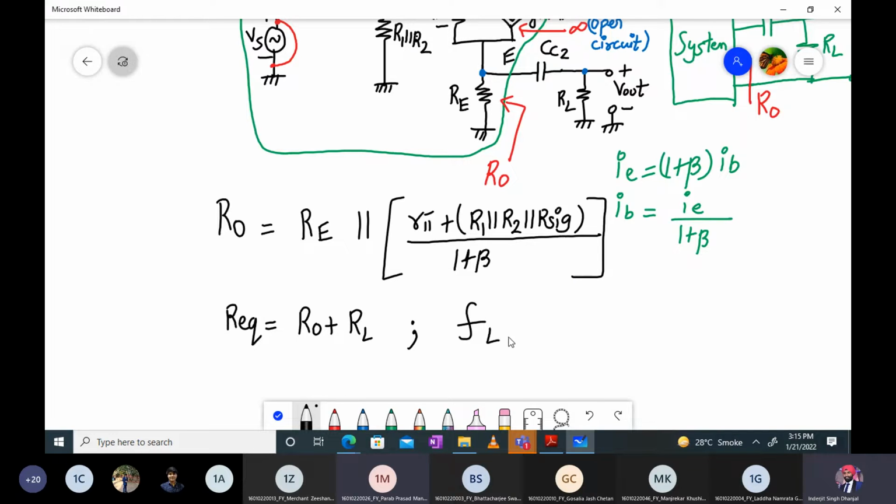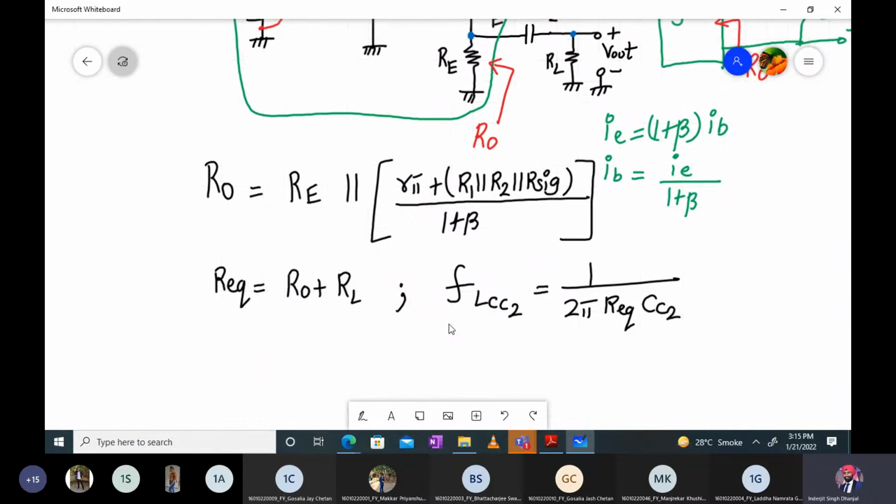And FL of CC2 will be equal to 1 upon 2 pi R equivalent into CC2. Fine with this? So let us complete this further. Here you have the various values given to you.